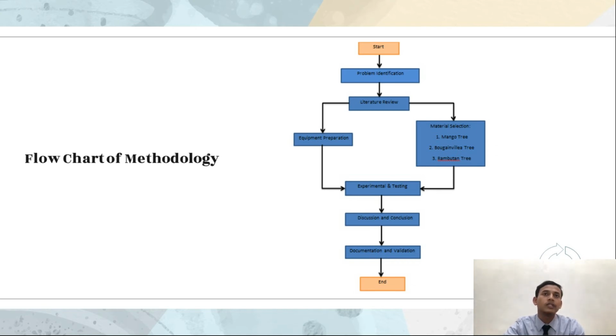Flowchart of methodology. Throughout the process, it starts with the start. Secondly, it is problem identification. Then it is literature review. Next, it is equipment preparation, and at the same time, material selection, which is mango tree, bougainvillea tree, and rambutan tree. Next, it is experimental and testing. Then discussion and conclusion. Next, documentation and validation. And last is the end.